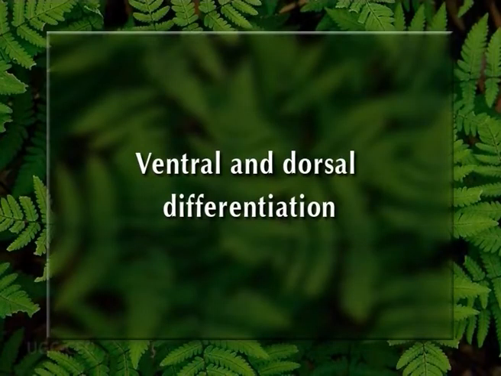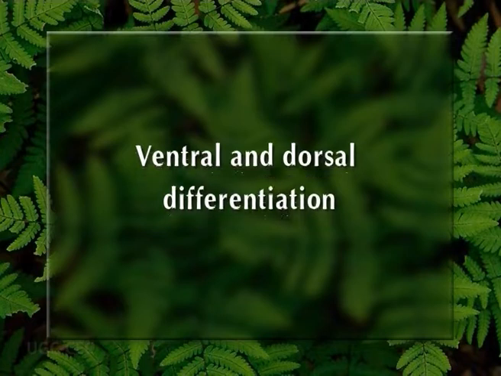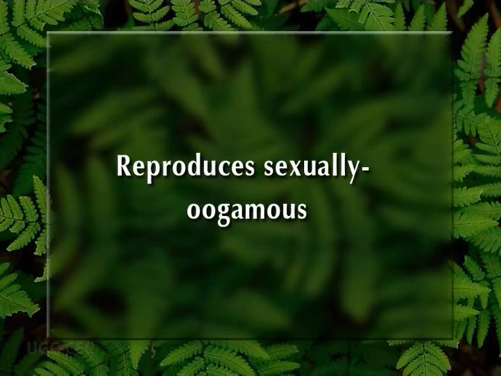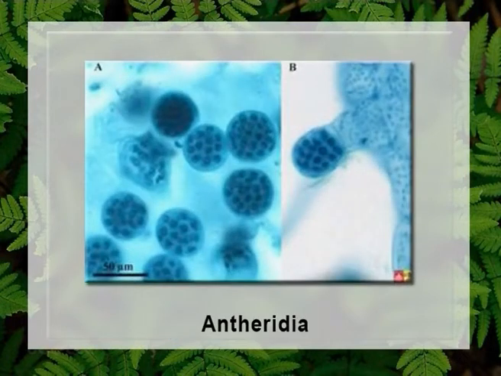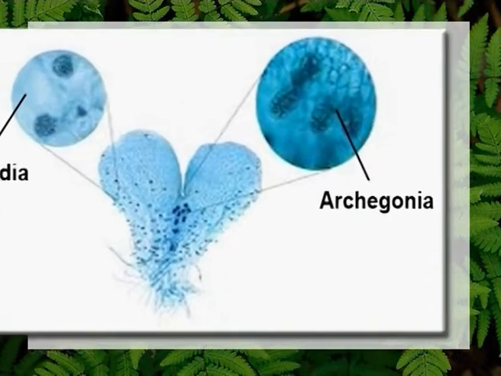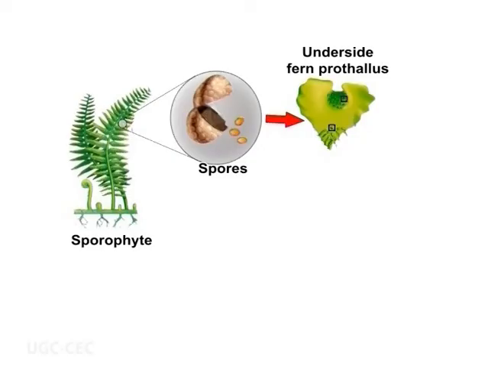The gametophytes show a ventral and a dorsal differentiation. The gametophyte is usually photosynthetic except in heterosporous members. The gametophyte reproduces sexually, and the sexual reproduction here is oogamous type. Now, the male sex organs called antheridia produce sperms by the process of mitosis. The female sex organs called archegonia produce egg by mitosis.